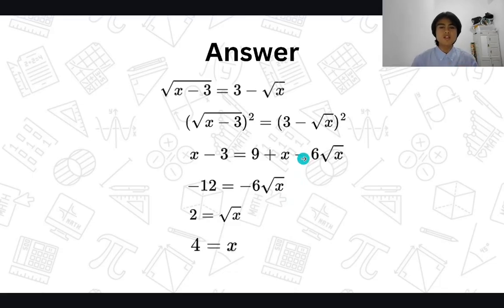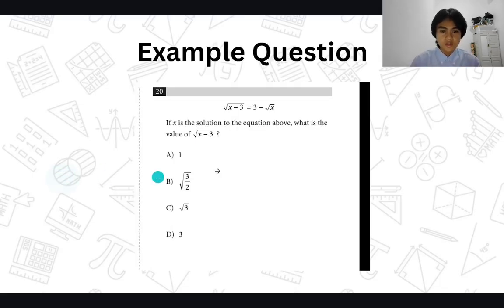But that's not the answer, because if you look at the question, it asks for the value of the square root of x minus 3. So you need to plug 4 into it. What you get is the square root of 4 minus 3, which is 1. And what is the square root of 1? It's this one.